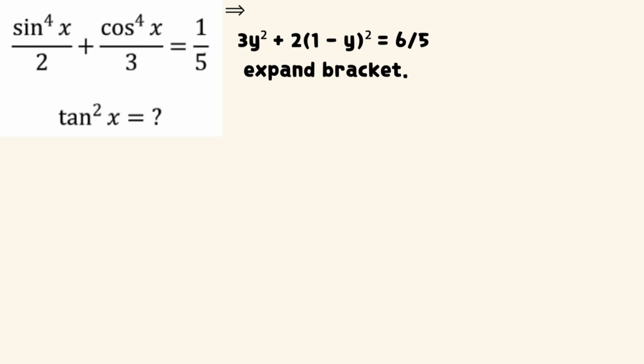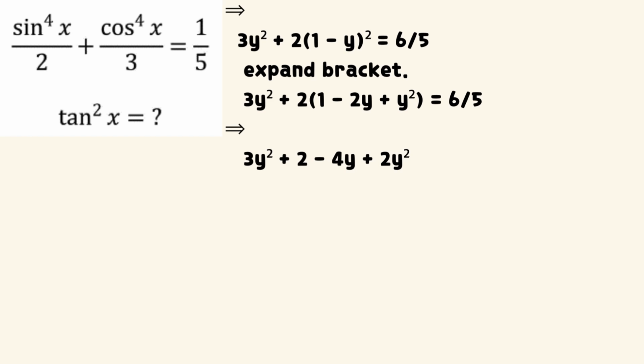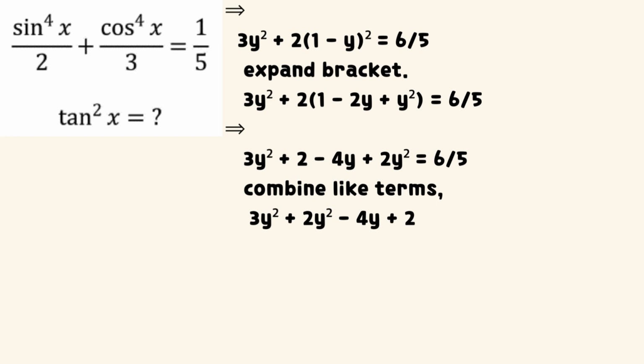The sum of 3 times the square of y and 2 times the square of 1 minus y equals 6 divided by 5. Expand bracket and simplify. We have that the sum of 3 times the square of y and 2 minus 4 times y plus 2 times the square of y equals 6 divided by 5. Combine like terms. 5 times the square of y minus 4 times y plus 4 divided by 5 equals 0.